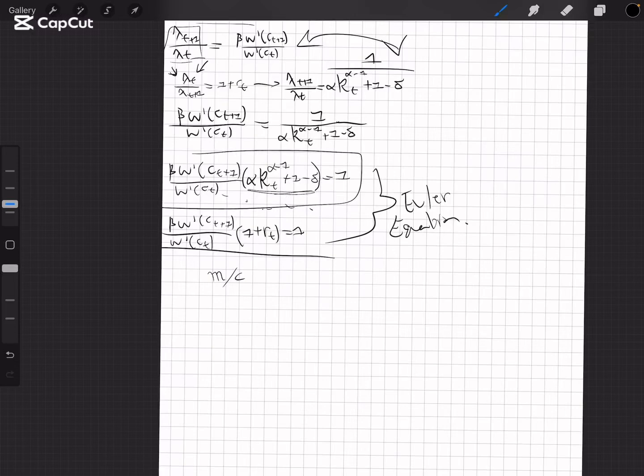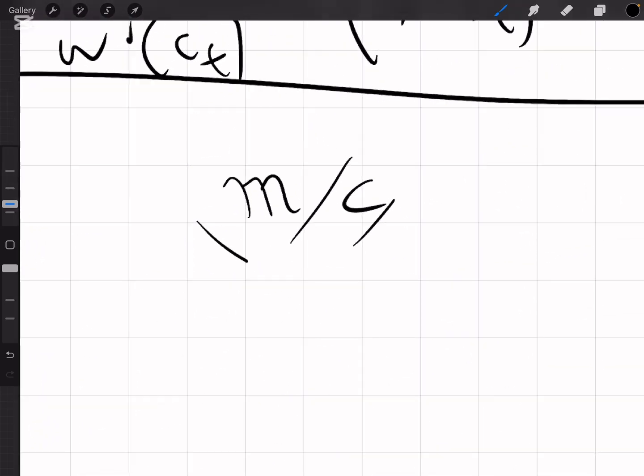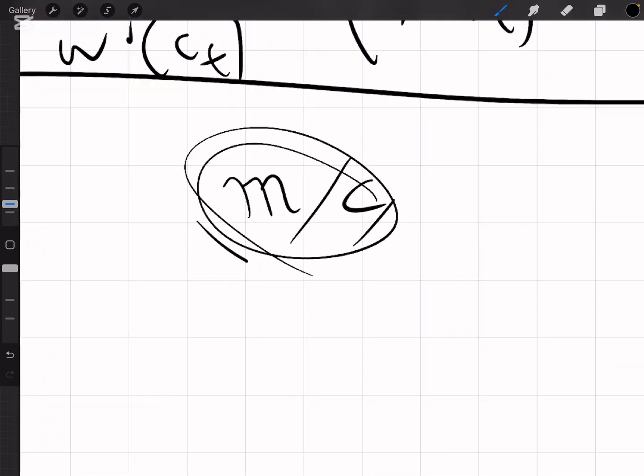Okay, so today we're going to be finding the marginal rate of substitution between M and C, so money and consumption. So what's the equal trade-off? Okay, so let's get curious about it.